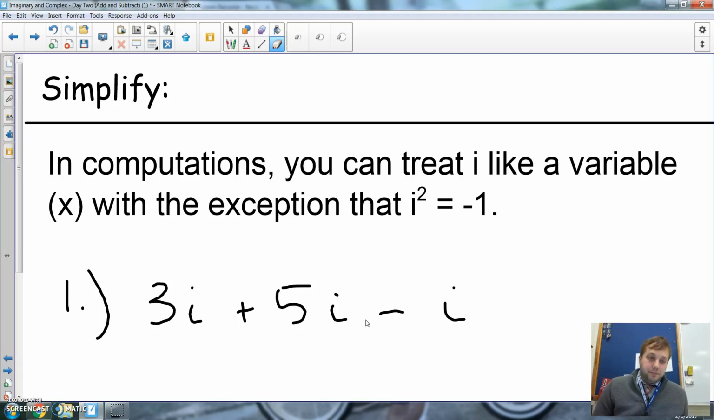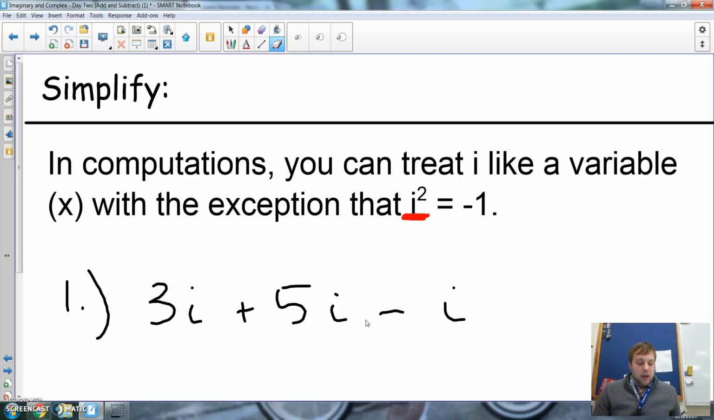Alright, so in computation, we can treat i like a variable x. So if you just have normal i, we're going to treat it just like an x. It's like a normal variable, okay? With the exception, if we end up with something i squared, two i's makes a negative 1. My two i's say you're a negative 1. So whenever we see an i squared, that's when we have to make it a negative 1.